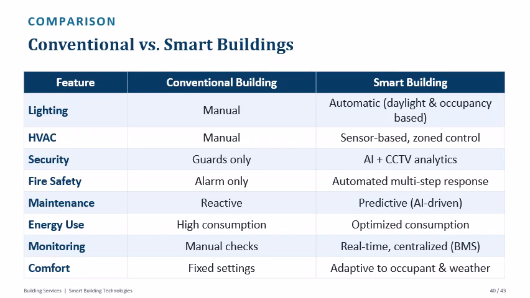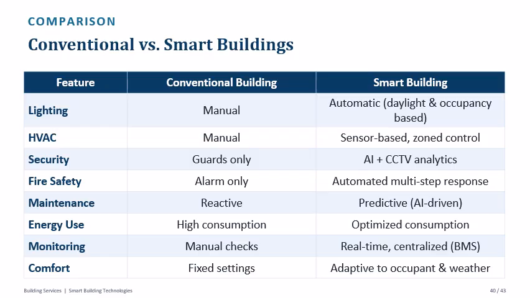So next comes the comparison of conventional buildings and smart buildings. There are some features based on which the conventional building and the smart building are compared. The first feature is lighting. In a conventional building it is manual, while in a smart building it is automatic, that is daylight and occupancy based. In terms of HVAC, the conventional building is manual and the smart building is sensor based with zone control.